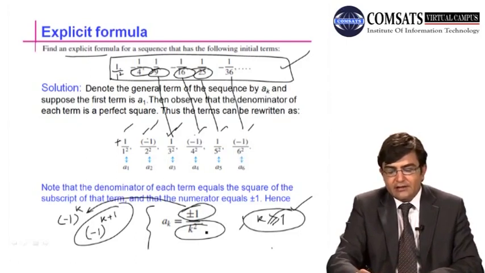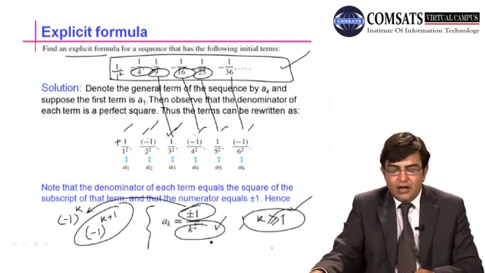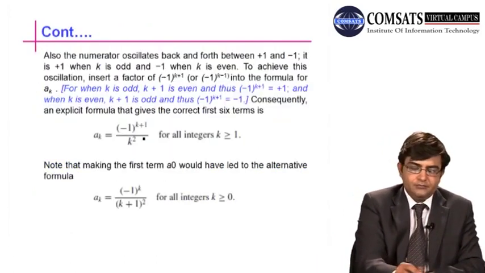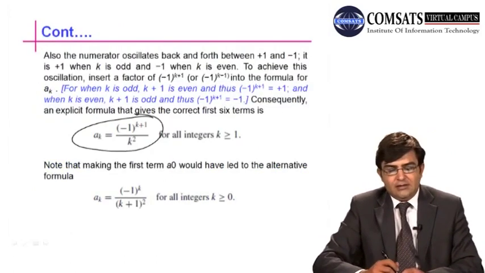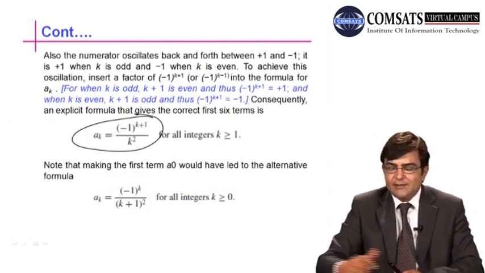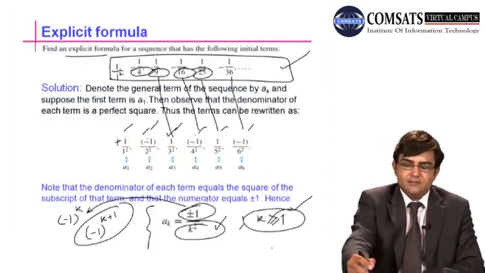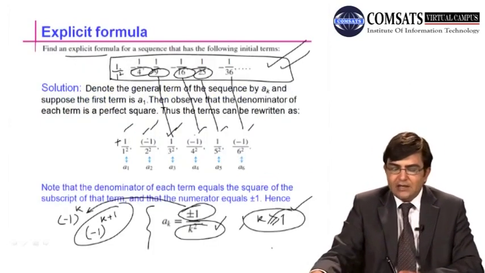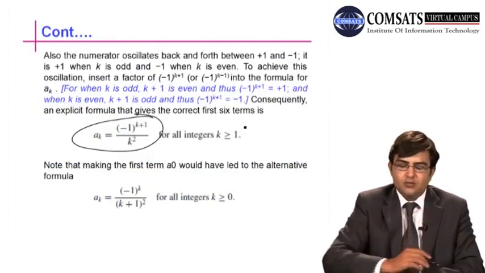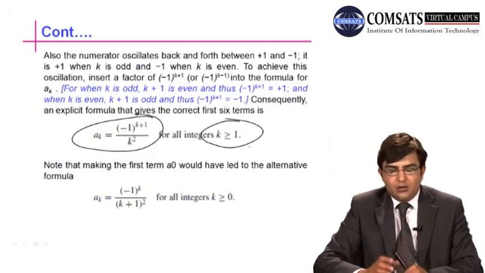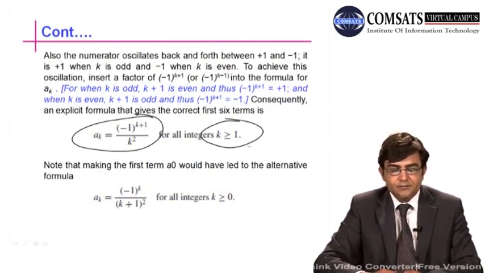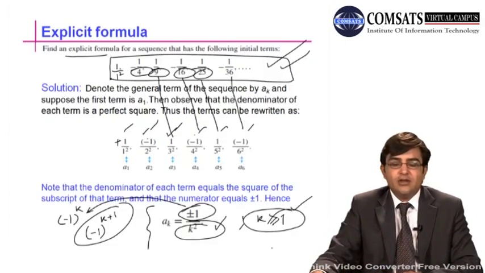We have already written the denominator term. So now if we write this formula, this general term exactly expresses this sequence, and the domain must be greater than or equal to 1. So now we have succeeded in writing the general term, or the explicit formula, which expresses the given sequence.